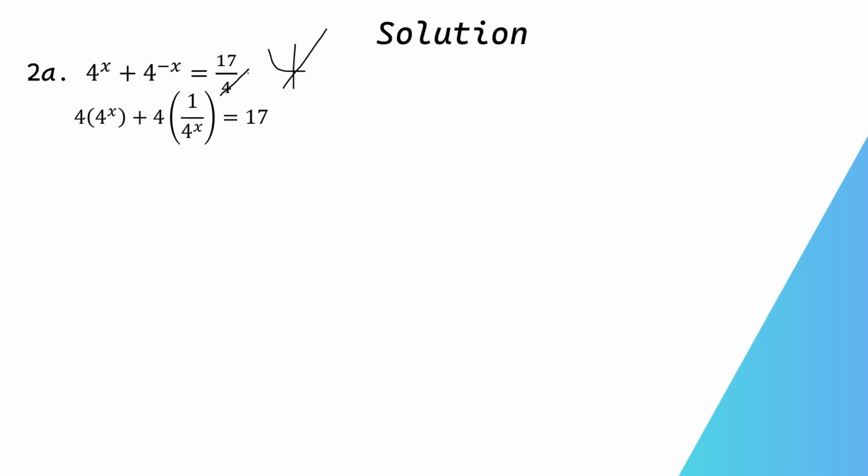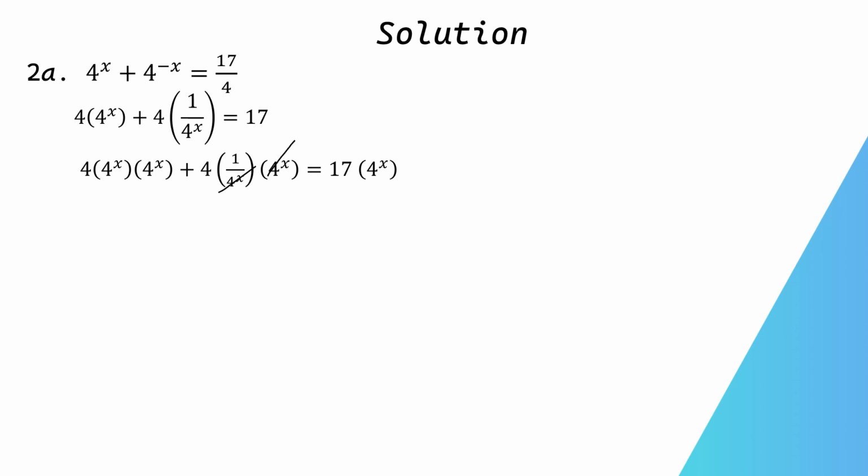We can clear another fraction here again. So we can multiply through by this denominator, which is 4 to the exponent x, throughout the whole thing. When we do so, this is what we are going to obtain. We are going to get 4 times 4 to the exponent x times 4 to the exponent x plus 4 times 1 over 4 to the exponent x times 4 to the exponent x equals 17 times 4 to the exponent x.